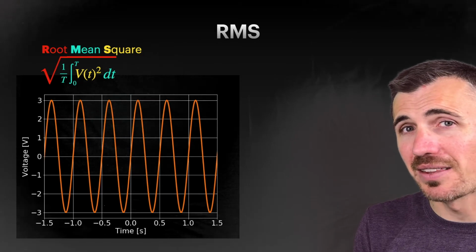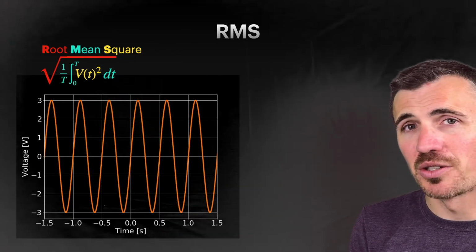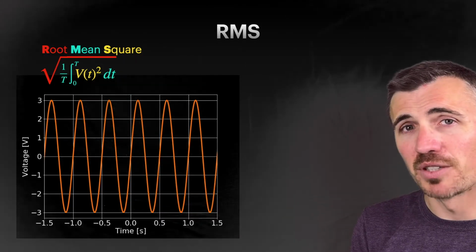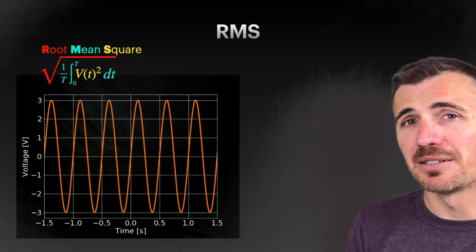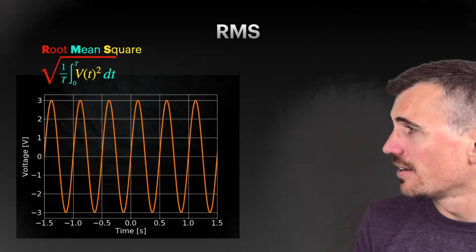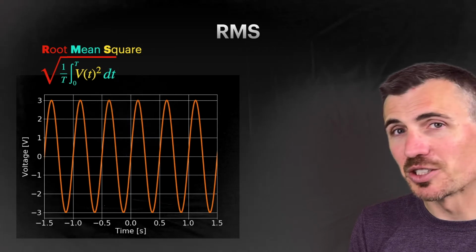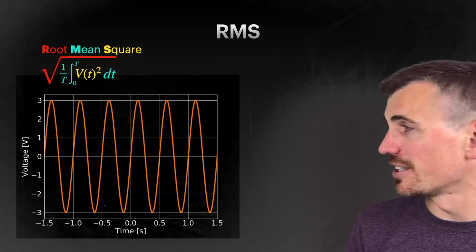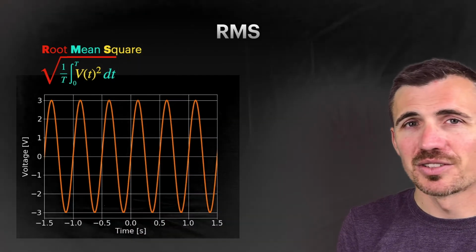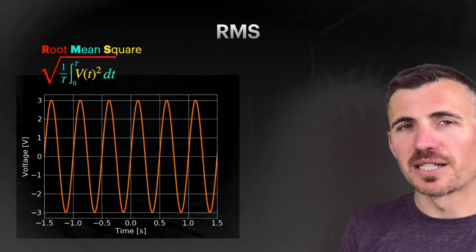So how do we calculate that? We take the integral of the function over the full period, divided by that period, and that is the mean. So if I do that, the mean of the square, I have the mean square. And the root mean square is I just take the square root of the whole thing. So that's the RMS voltage.